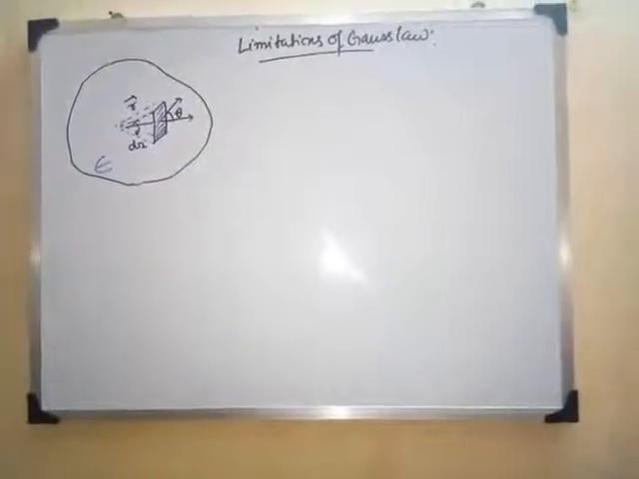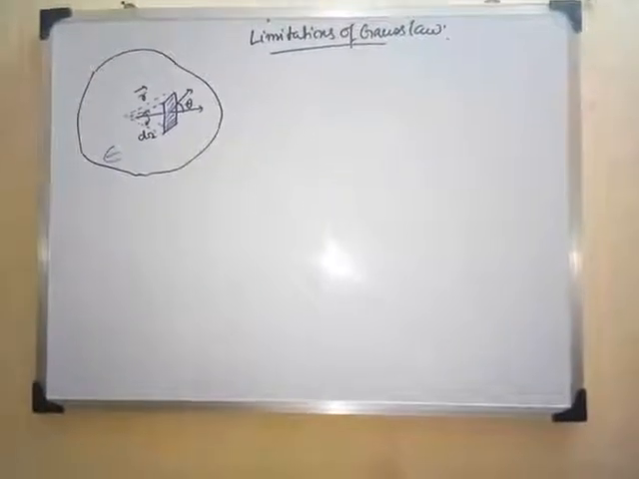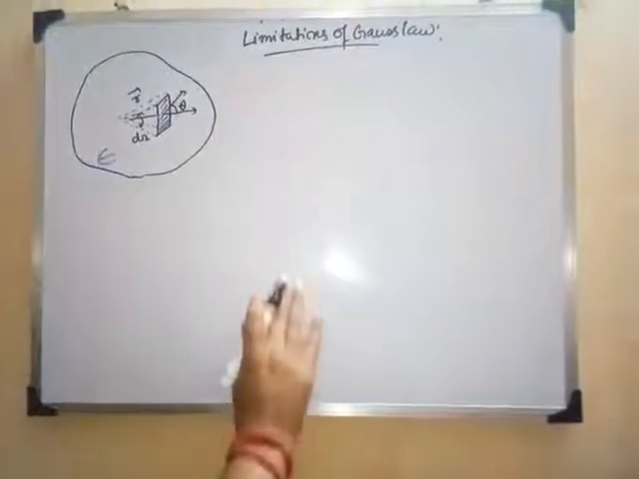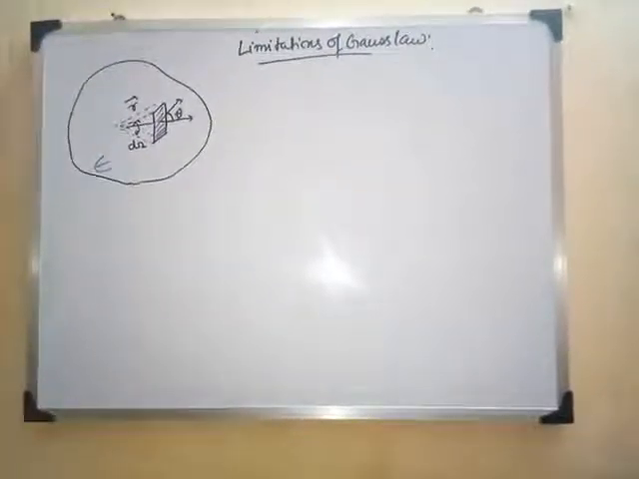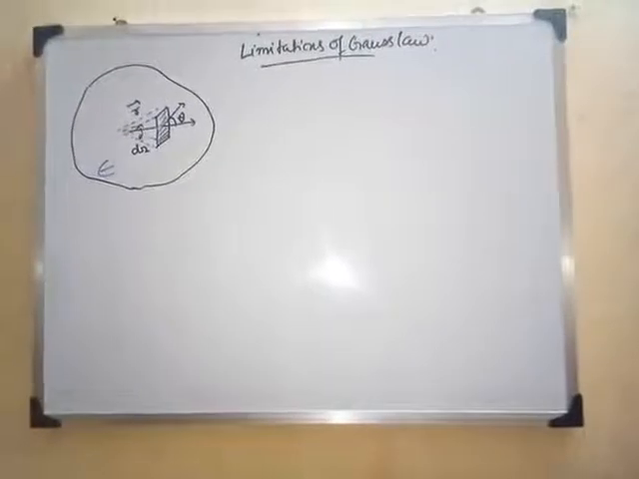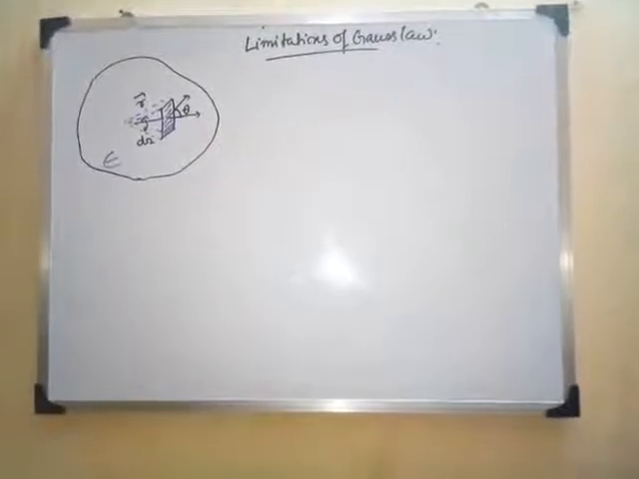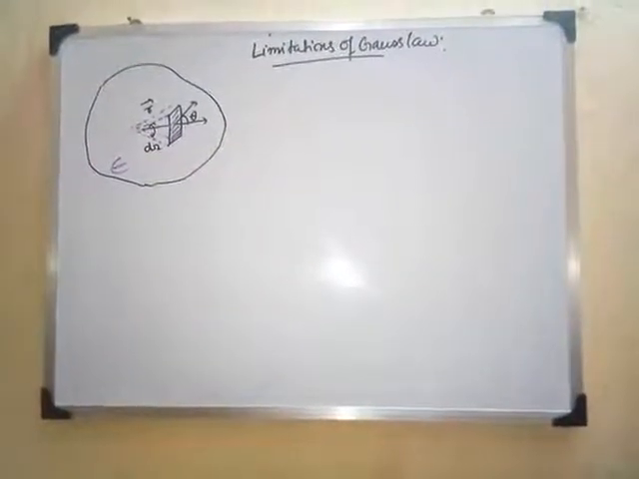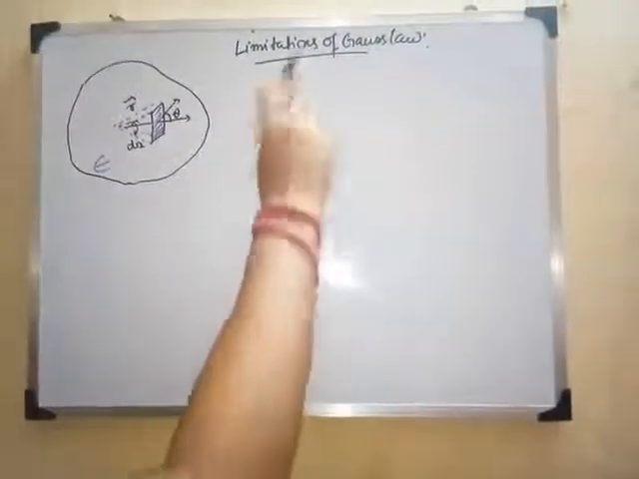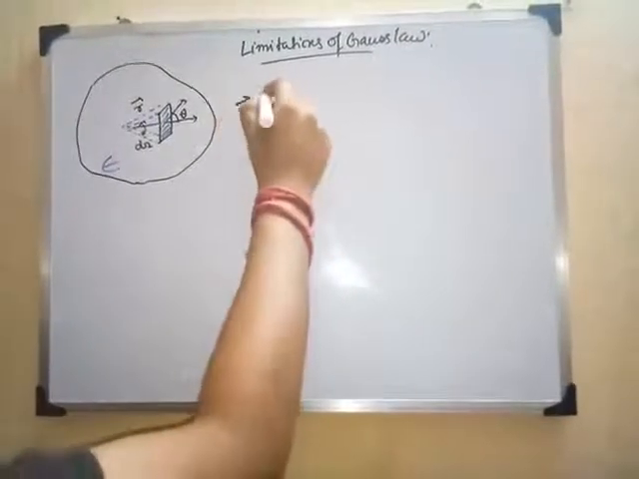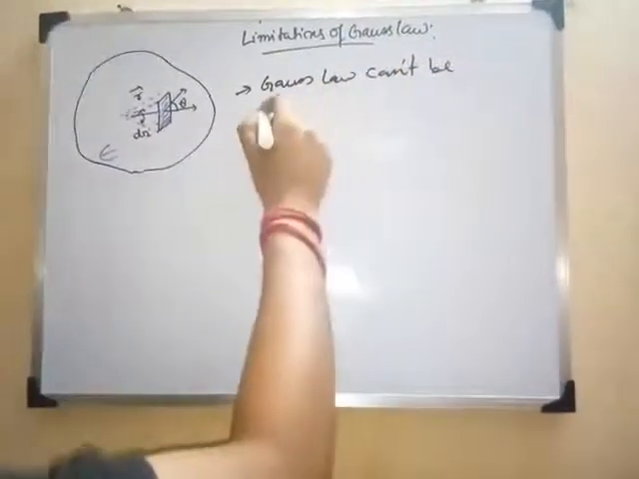This is the last part of today's class, where we will discuss the limitation of Gauss law. The limitation is simple: Gauss law cannot be applied to non-Gaussian surfaces. Whenever we apply Gauss law, we can use it in case of a Gaussian surface, that is, if the surface encloses the volume completely. If anyone asks you about the limitation, where Gauss law cannot be applied, you can simply say that Gauss law can't be applied on non-Gaussian surfaces.